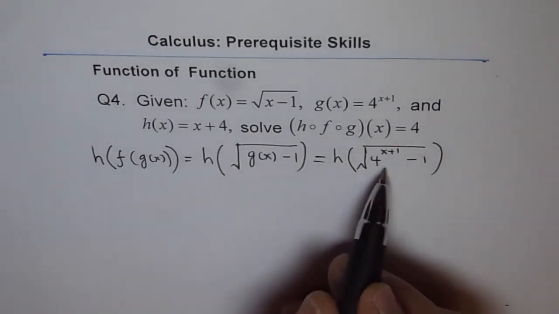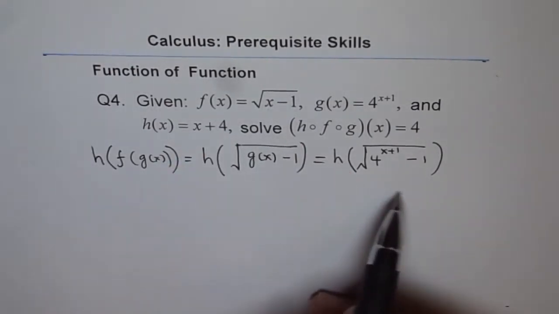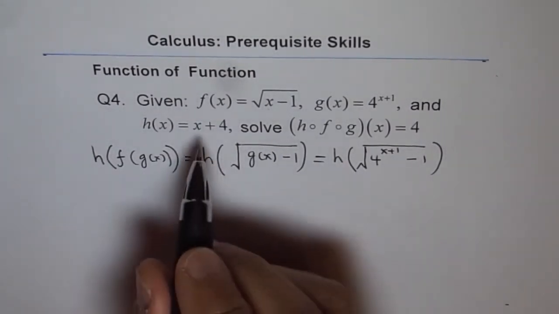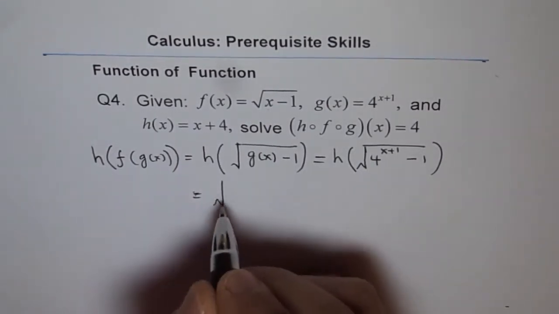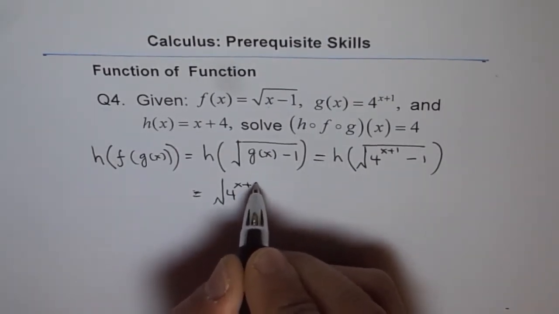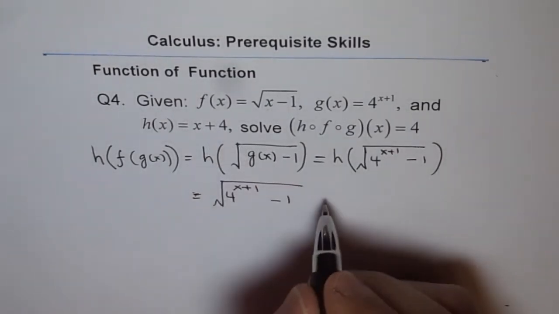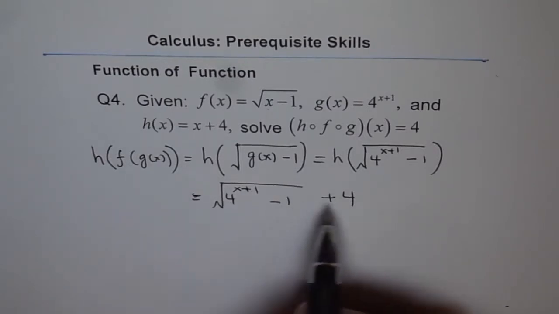Now let's do h of this. Now h is x plus 4. Instead of this x, we'll write all this. That is what it means. So h of these means x plus 4, where x is all this. So it is square root of 4 to the power of x plus 1 minus 1, plus 4. So this is our function. Do you understand now? So h of f of g of x is actually all this.